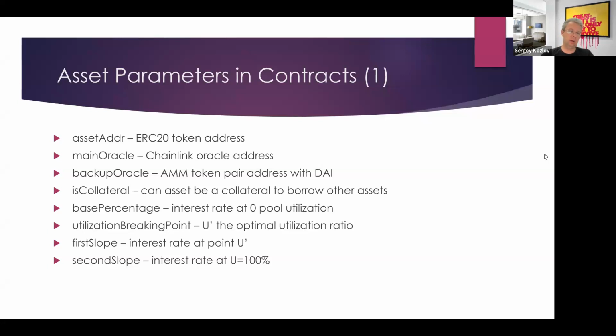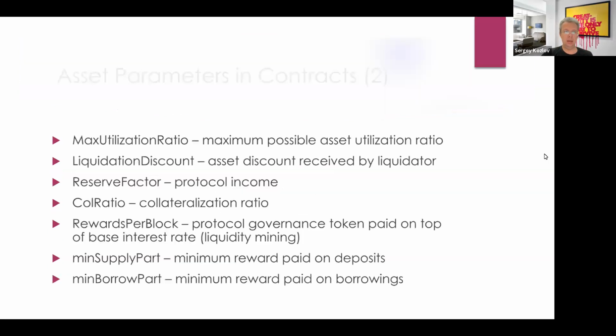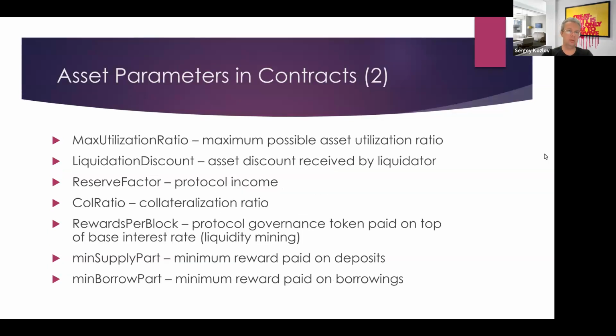The four following parameters are how we define our two interest rate lines, the red one and the blue one. That's the base percentage, utilization breaking point, the first slope and the second slope. And additional parameters: max utilization ratio, that's the maximum possible asset utilization ratio, meaning that we define, for example, that we will allow only 80% of the value of our collateral to be taken as a loan for Ethereum, maybe 60% for Bitcoin, maybe vice versa, maybe something else. Liquidation discount, that's the discount received by the liquidator, that might be up to 10%.